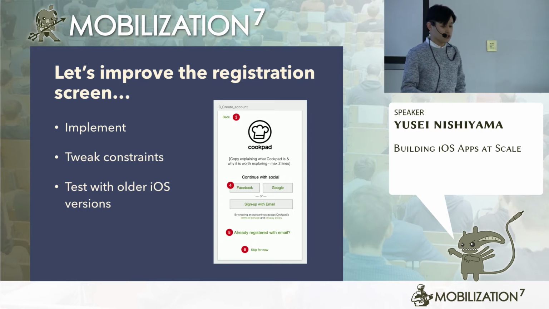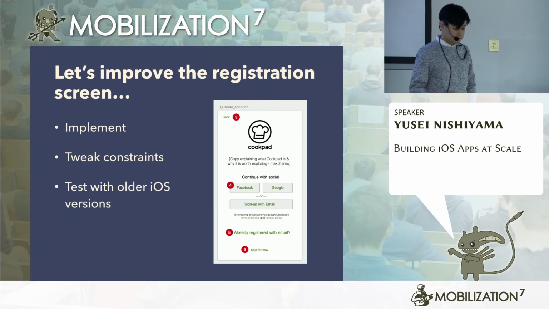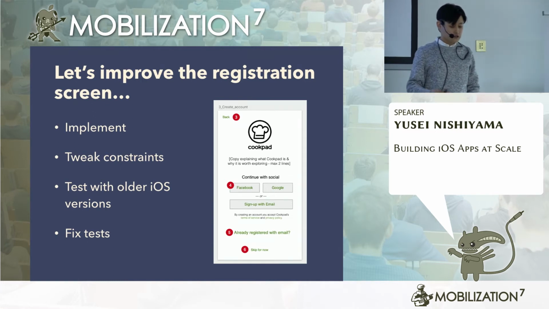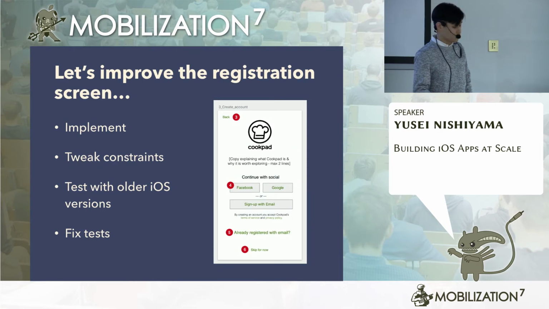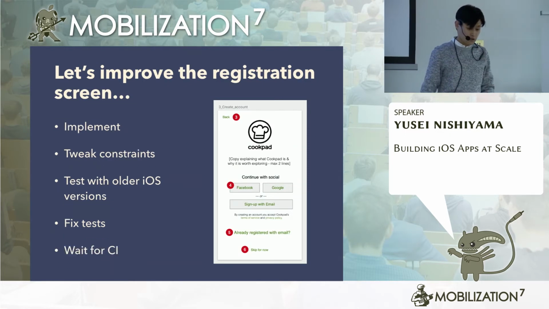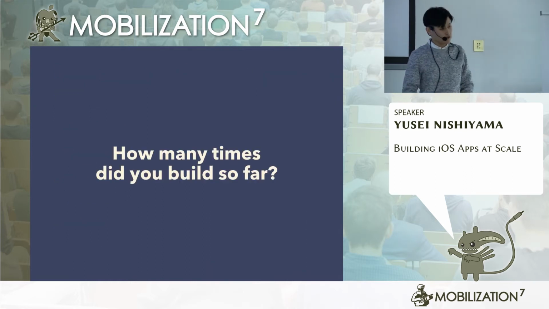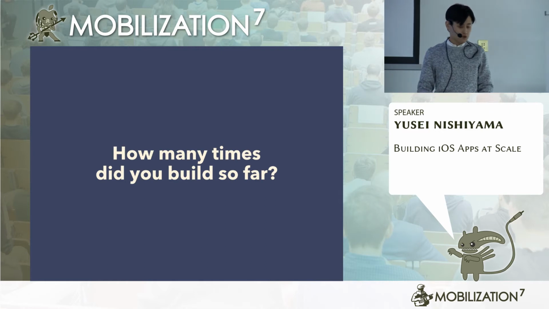Your CI server starts building your branch and runs tests against it. CI fails because you broke a test. You fix it and run the test locally, then push it. You need to wait for CI again. So the question is, how many times did you build so far? And more generally, how long do you usually wait for build every day?